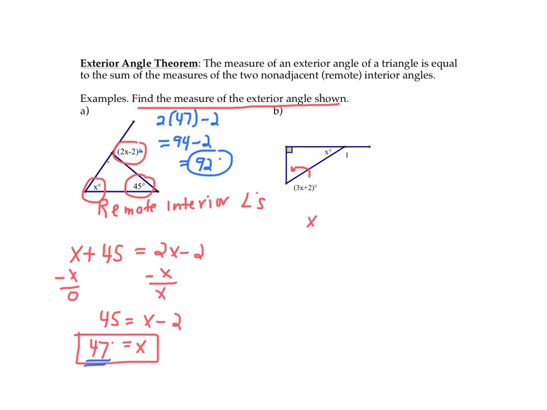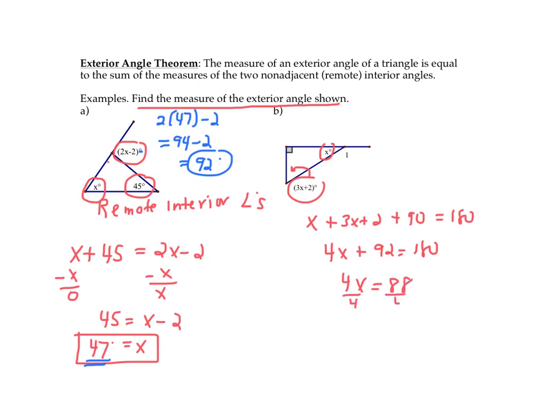So we have x for this little angle. And then we have 3x plus 2. And we have 90. We're going to set this equal to 180 and solve for x. So we have a total of 4x plus 92 equals 180. So that'll leave us with 4x is equal to 88 when we subtract that 92 from both sides. Divide both sides by 4, and we end up with x equals 22.